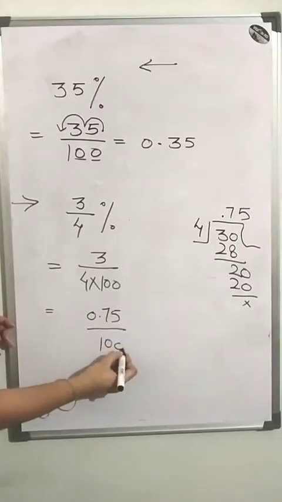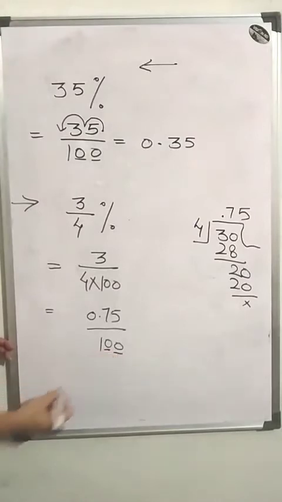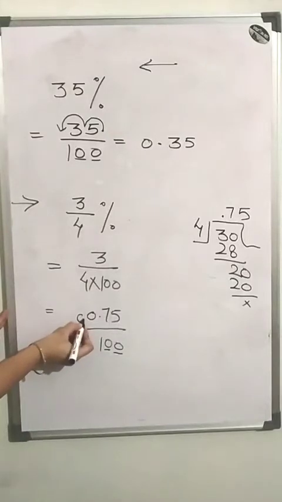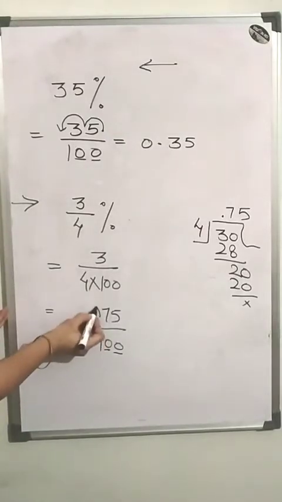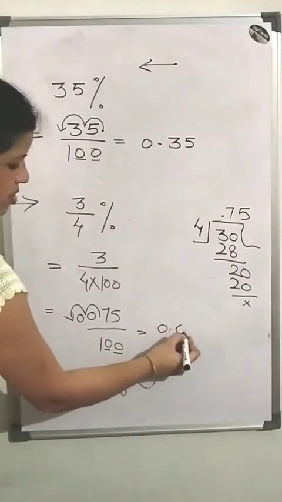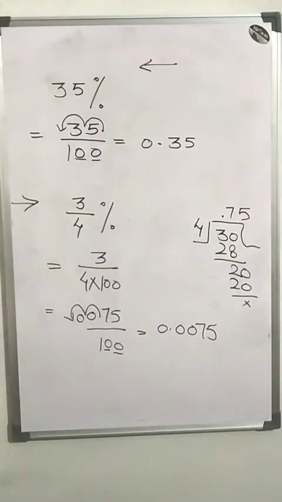0.75 upon 100. Now again you remove the 100 from here. Two zeros are here, so move the decimal 2 places left. Put one more 0 here, the decimal is here. So 1 place and then 2 places. It reaches here and then it is 0.0075. So this is the way to write the answer. Okay.